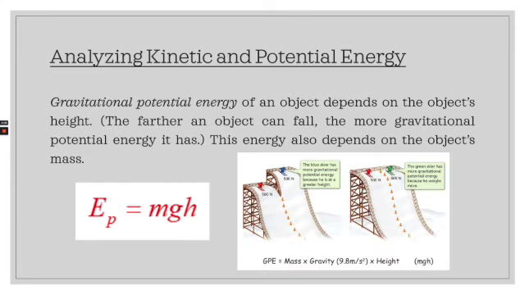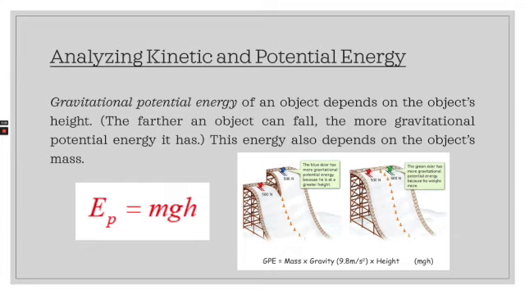Gravitational potential energy of an object depends on the object's height. The farther an object can fall, the more gravitational potential energy it has. This energy also depends on the mass of the object. So here what you're seeing is again an equation, but this is the equation for gravitational potential energy: mass times the acceleration due to gravity times the height of the object. So here you can see that mass and height have an equal effect with regards to gravitational potential energy.